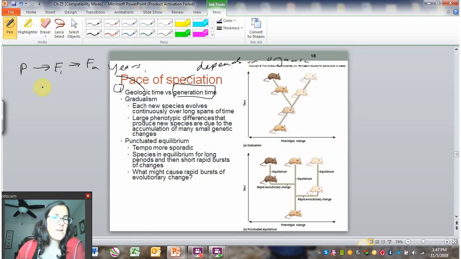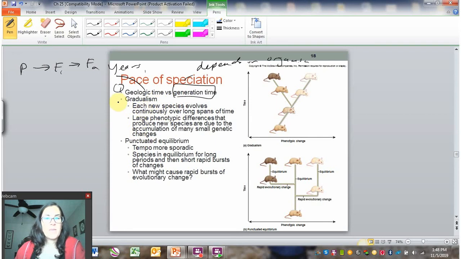So in humans, this time period is more like 20 years. We're slow reproducers. It takes a long time for us to reach maturity and to have offspring. But for bacteria, generation time is only a matter of hours. So for them, speciation might occur faster in geologic time, but that's because they reproduce much faster. It still takes a lot of generations in order for speciation to occur.